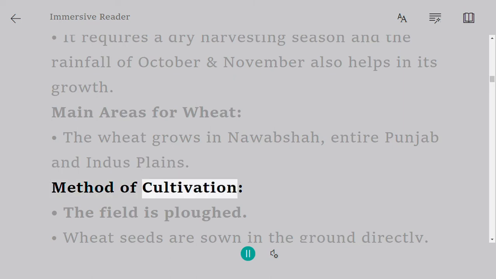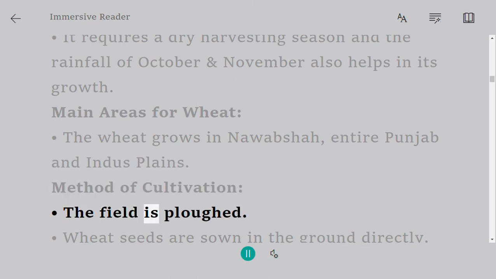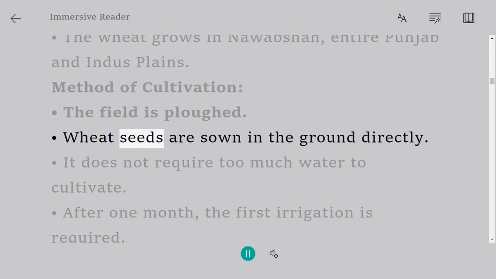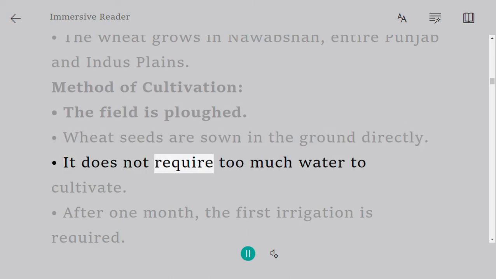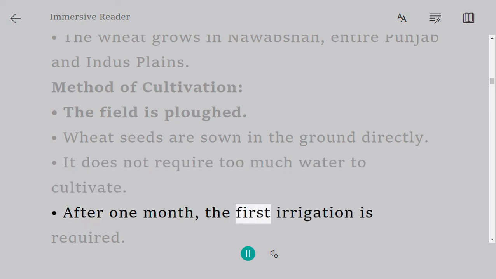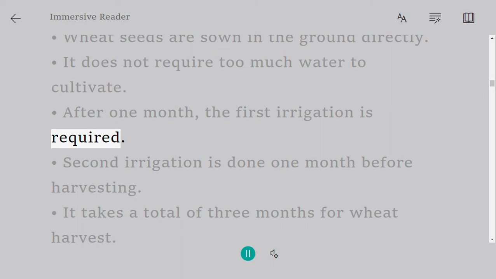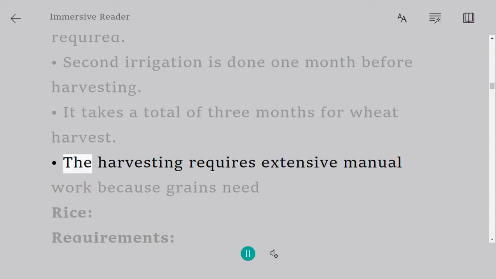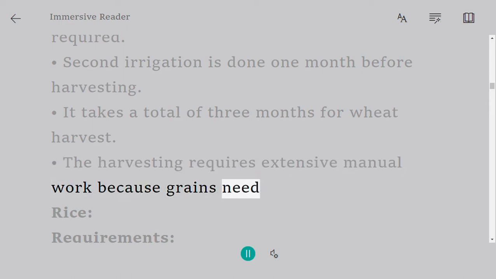Method of cultivation. The field is plowed. Wheat seeds are sown in the ground directly. It does not require too much water to cultivate. After 1 month, the first irrigation is required. Second irrigation is done 1 month before harvesting. It takes a total of 3 months for wheat harvest. The harvesting requires extensive manual work because grains need.